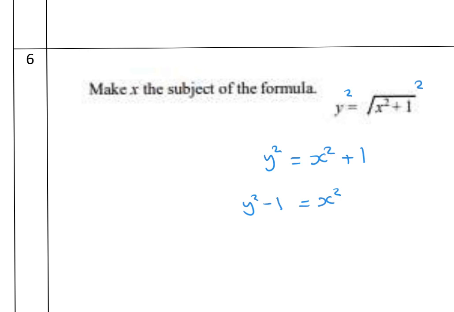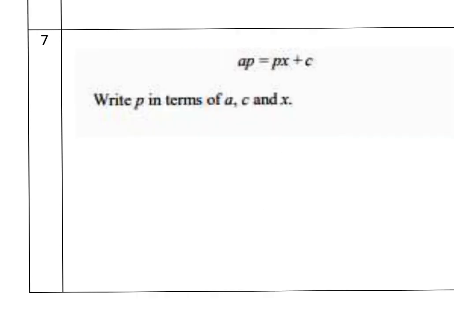The last step. How to remove the square? To remove the square, take the square root of both sides. So x equals the square root of y squared minus 1. You can write positive or negative square root, because when you take a square root, you should write the positive and negative.